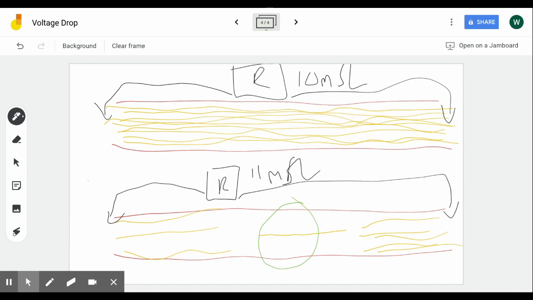So what happens in that case? Well, when you try to put hundreds of amps through this circuit, you are going to see a huge voltage drop between this point and this point. Whereas here, you may see a very small voltage drop. So as soon as you try to put any kind of real current through this circuit, you're going to see a very, very large voltage drop.